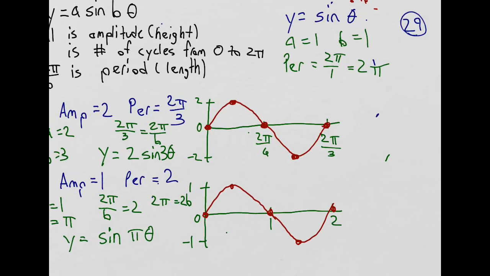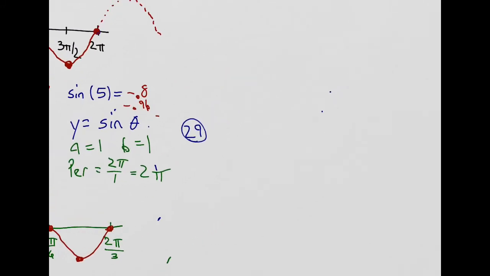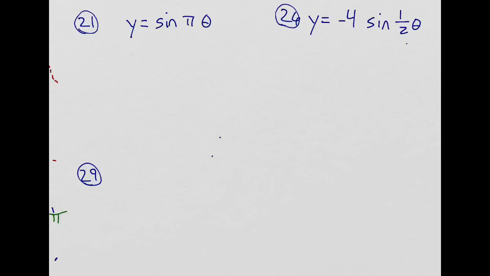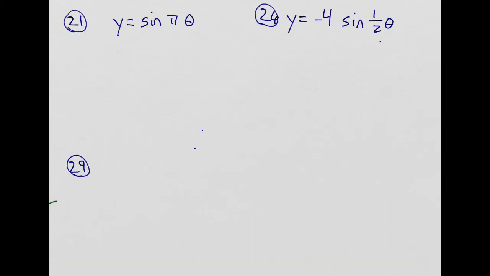Let's keep on going. Look at some of the later problems, for example, 21 and 26. So they're giving you the equation, and what are they asking you to do? Sketch one cycle of the graph. Okay. So to sketch a cycle, you need to get the A and B parameters, basically.